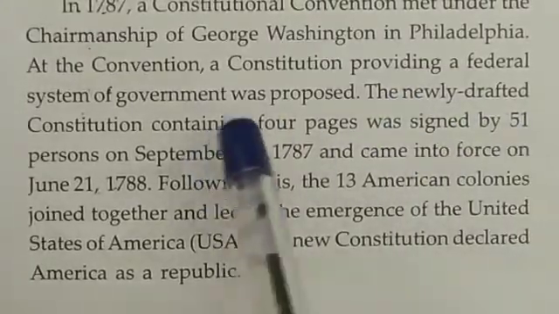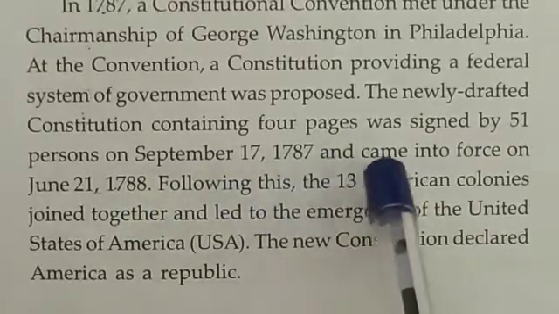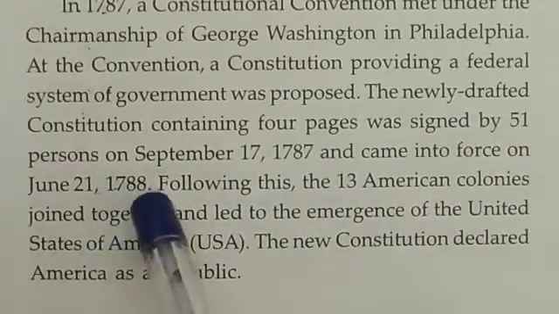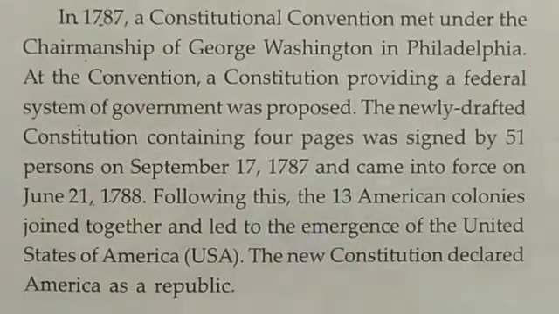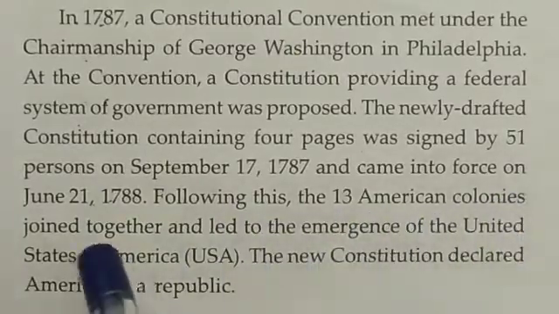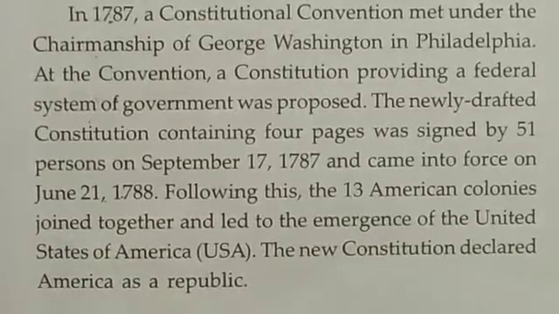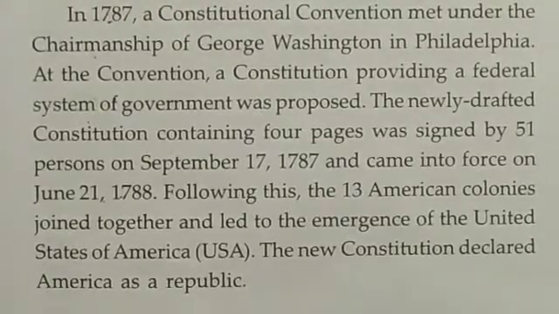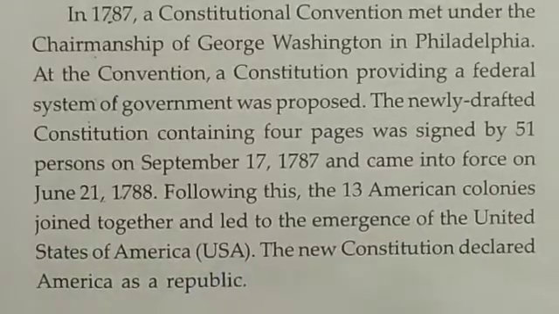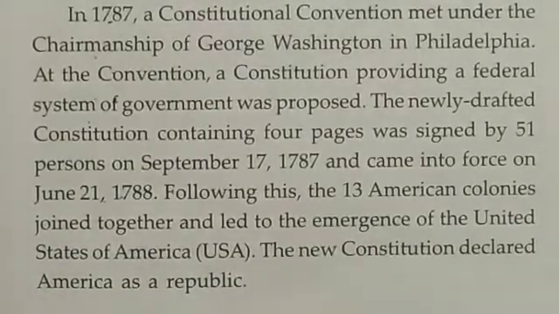The newly drafted constitution containing 4 pages was signed by 51 persons on September 17, 1787 and came into force on June 21, 1788. Following this, the 13 American colonies, which were under Britain, joined together and formed a nation known as the United States of America, or the USA. The new constitution declared America a republic.